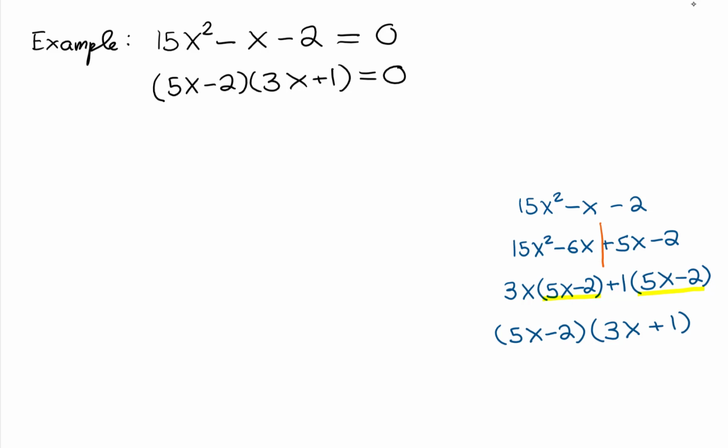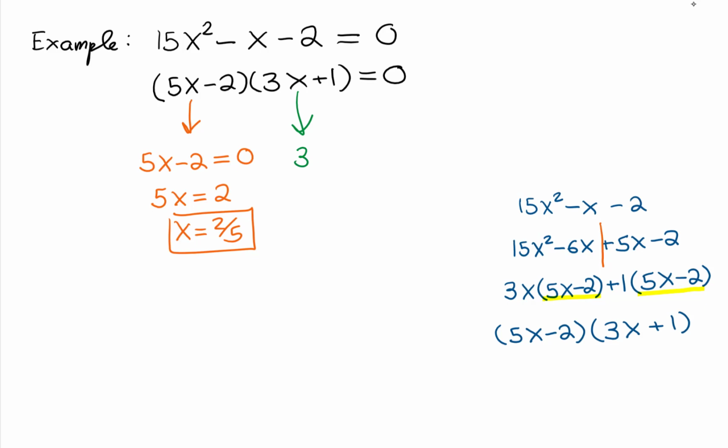And now we do our last step where we look at each of the individual factors and solve them for 0. So we have 5x minus 2 is equal to 0, which means 5x is equal to 2, and x is equal to 2/5. That's our first one. And our second one is 3x plus 1 equals 0, which means that 3x is equal to minus 1, which means x is equal to negative 1/3.